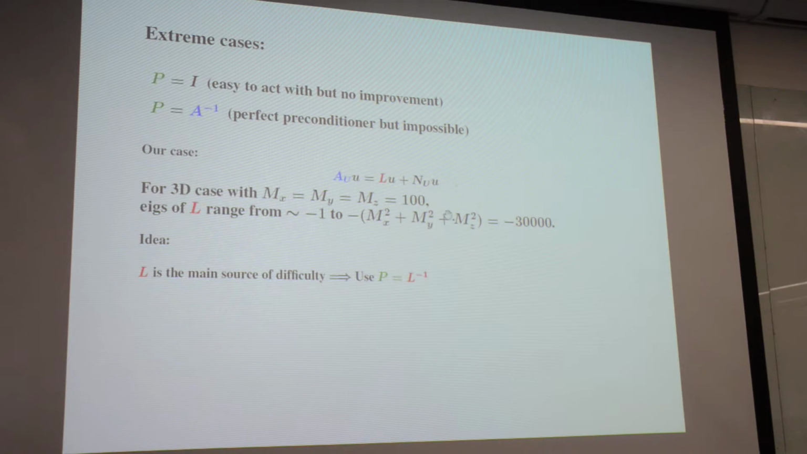We can say more or less that for the Reynolds numbers that I deal with, the eigenvalues of A are very similar to those of L. And the fact that they have a huge range comes from the huge range of the eigenvalues of L. And that is the whole point.